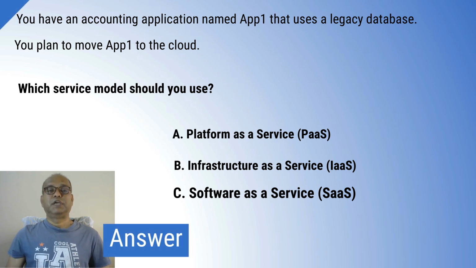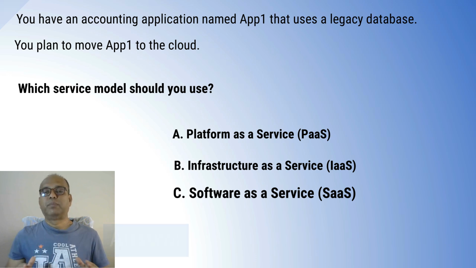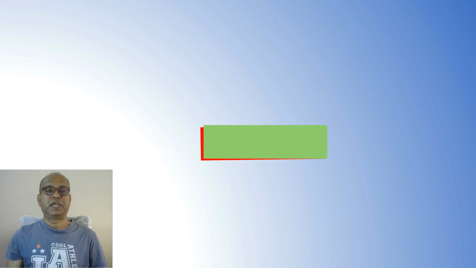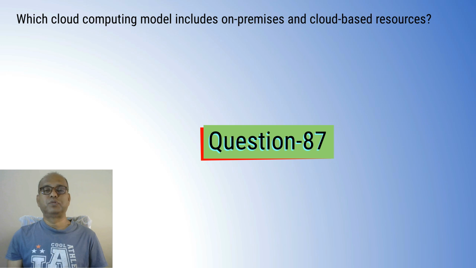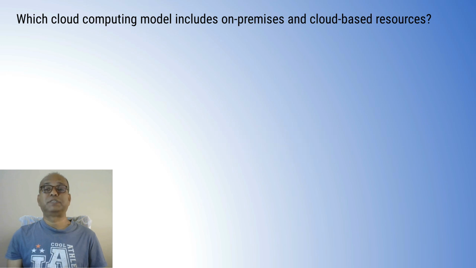Answer: it moves your existing on-premises apps to the Infrastructure as a Service IaaS platform, or rehosts them. The programs will be nearly identical to what they were before, but they will be able to run on cloud VMs. So the correct option is B. Next question, 87. Which cloud computing model includes on-premises and cloud-based resources?